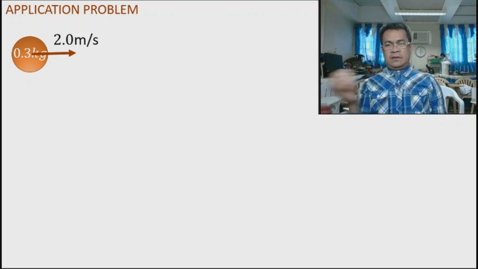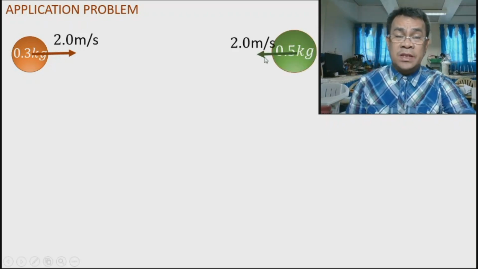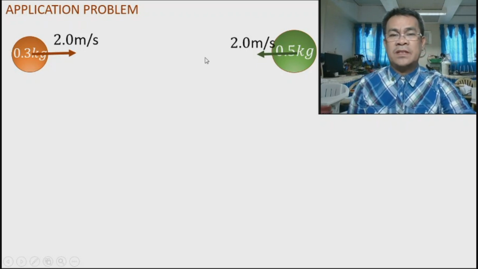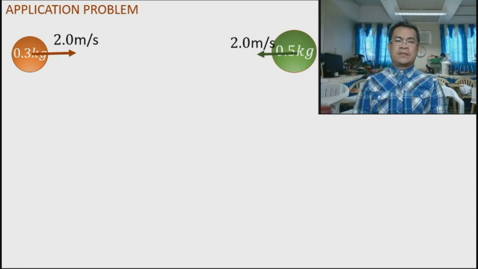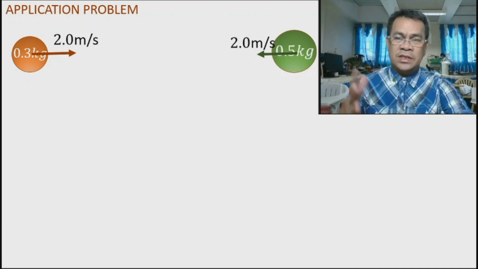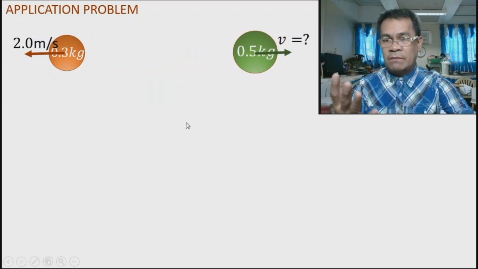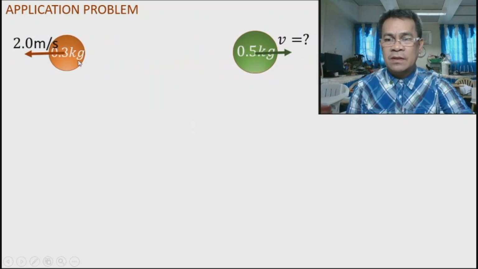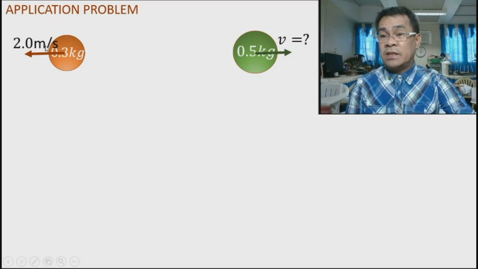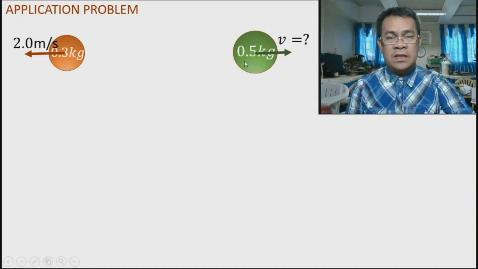Then it is moving along x, let us say 2 meters per second, whose mass is 0.3. And the other object is 0.5 kilograms, moving towards the left with the same amount of velocity. Take note that they are in opposite directions towards each other, so the tendency is they will collide. This is before collision. After collision, they will bounce back from each other. So the question now: if after collision the 0.3 kilogram object has the same velocity of 2 meters per second, what will be the final velocity of the 0.5?